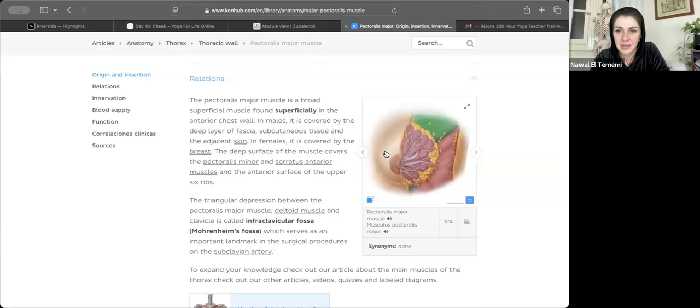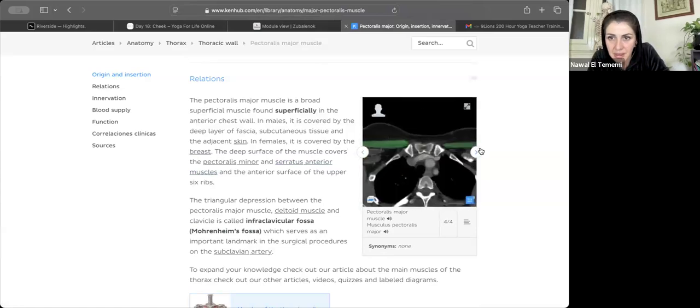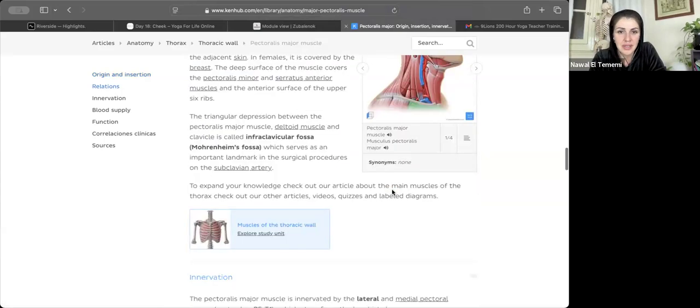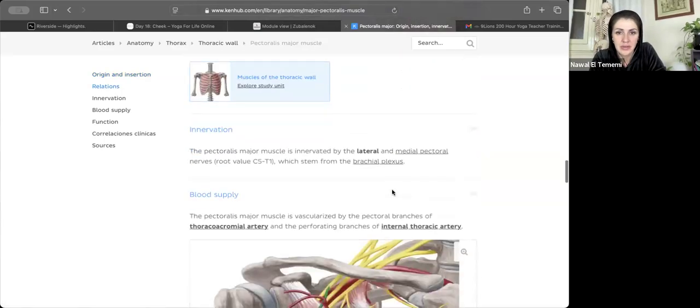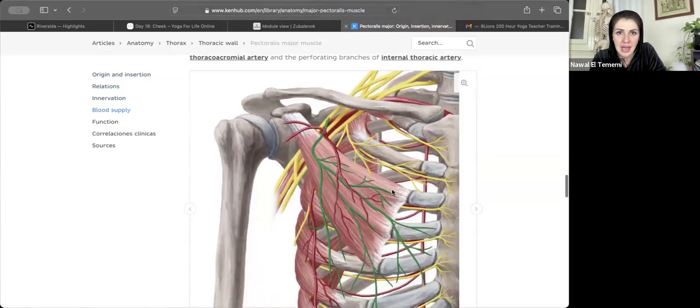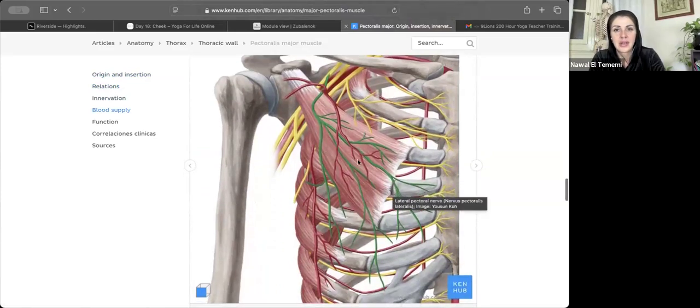Oh, here's one under the, with the nipple, the breast under it. Those are not very helpful photos. Ah, this is helpful.